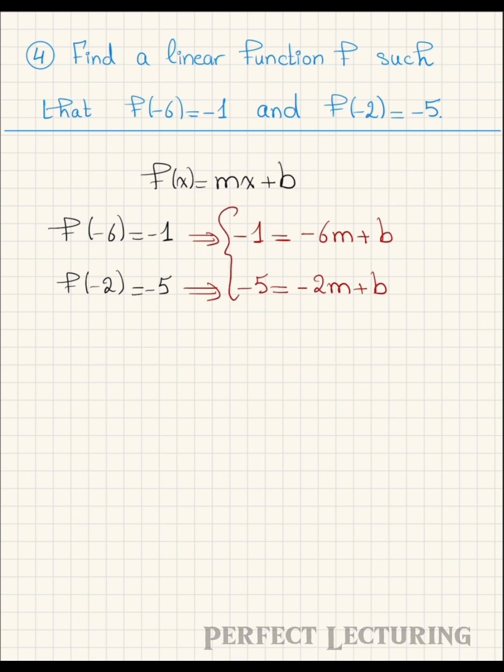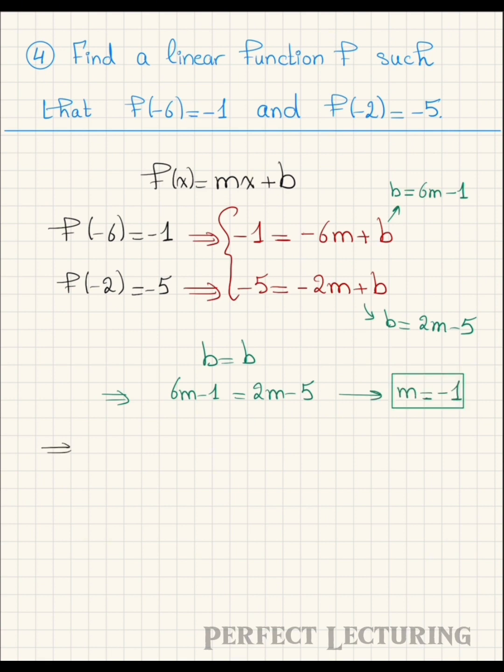We've got a system of 2 equations with 2 unknowns. We can solve it in several ways. What we can do is the following. We can find b in the first equation, that's 6m minus 1, as well as in the second equation, so b is equal to 2m minus 5. And since b is equal to itself, then we get 6m minus 1 is equal to 2m minus 5, which means m is equal to minus 1.